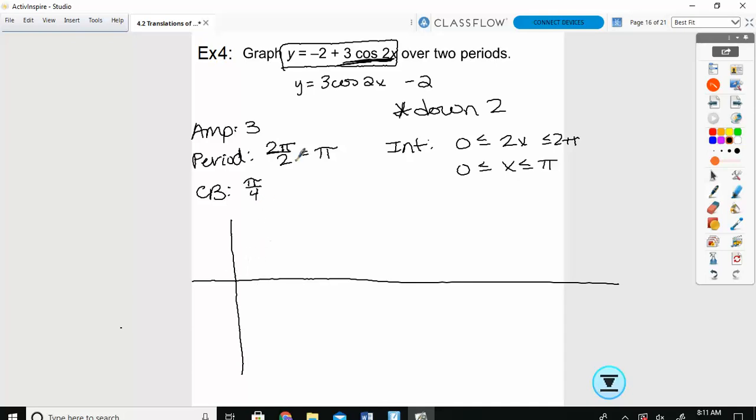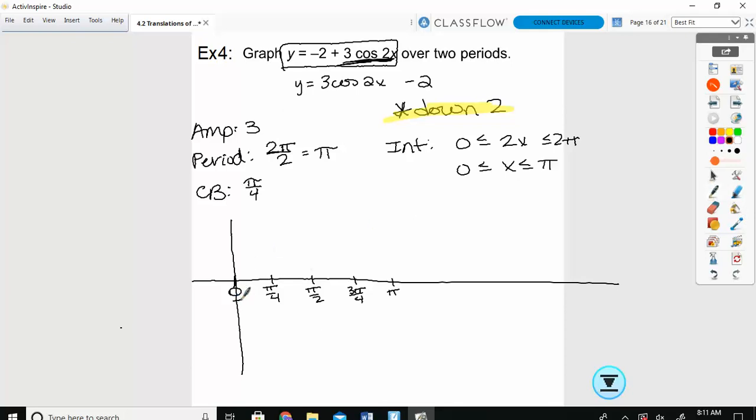Okay, so my graph will start at 0. So we add our count by, so add pi over 4. So this would be pi over 4 plus pi over 4, 2 pi over 4, or pi over 2, 3 pi over 4, 4 pi over 4 is just pi. But here's what's going to change. Our graph needs to go down 2.